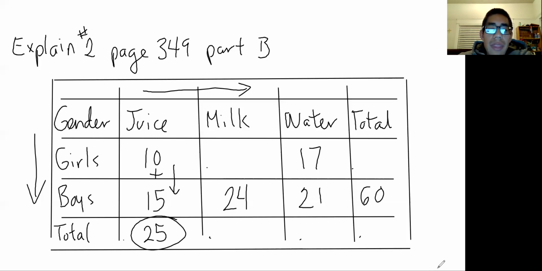The next one that has both numbers filled out is for water. If you notice girls, there's 17 girls that prefer water and there's 21 boys that prefer water. So we're going to head down here, we're going to add 17 plus 21, which gives us 38. So, okay, now we have this. What else can we do? Well, we can try to figure out what the milk is. We need more information, okay? So this is where, let's see.